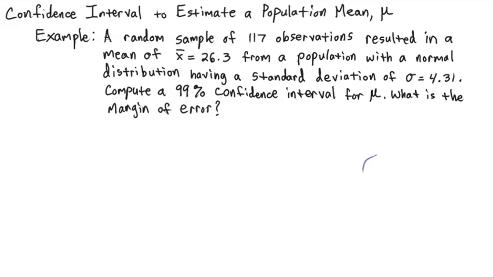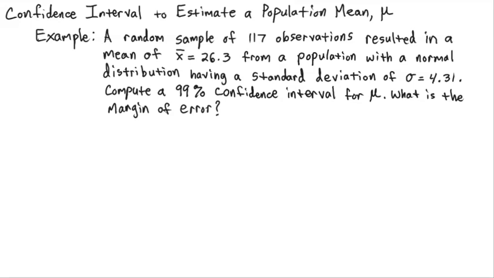All right, so now in this video, we are going to learn how to compute a confidence interval to estimate a population mean, which we call mu. And we're going to use an example. Again, we're going to do 3 steps, just like with the population parameter. This one's a little bit easier, in my opinion.